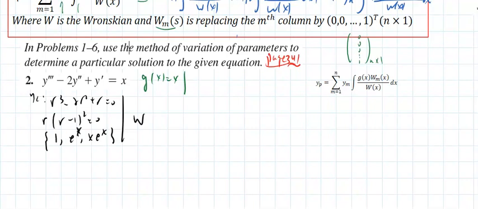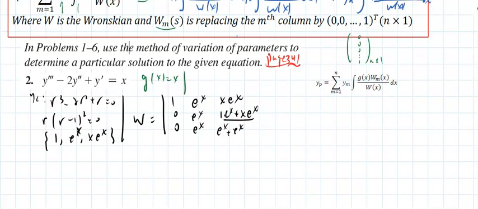The Wronskian is going to be 1 to derivatives, e to the x, take a derivative of that, that's the same, x e to the x, take a derivative of that, 1 times e to the x plus x e to the x, take another derivative, e to the x, and the derivative of e to the x is right there. So there's the Wronskian.